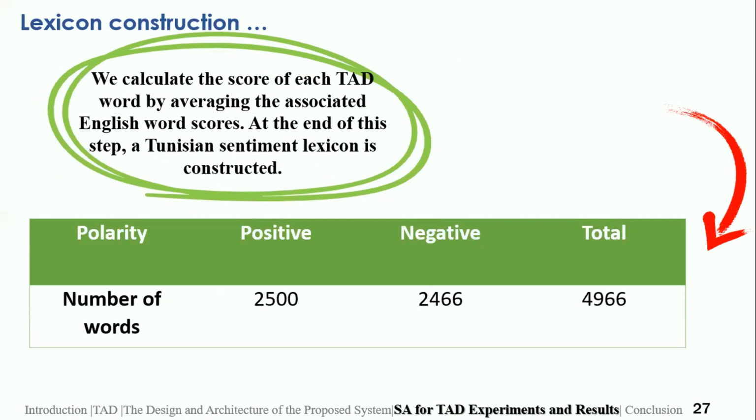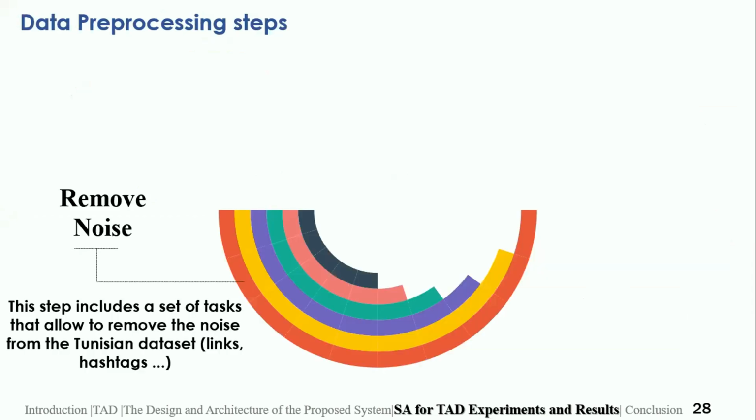The final result reaches 500 words. Let's move on to the data pre-processing. The first step is to remove noise. This step includes a set of tasks that remove the noise from the Tunisian dataset: links, hashtags.